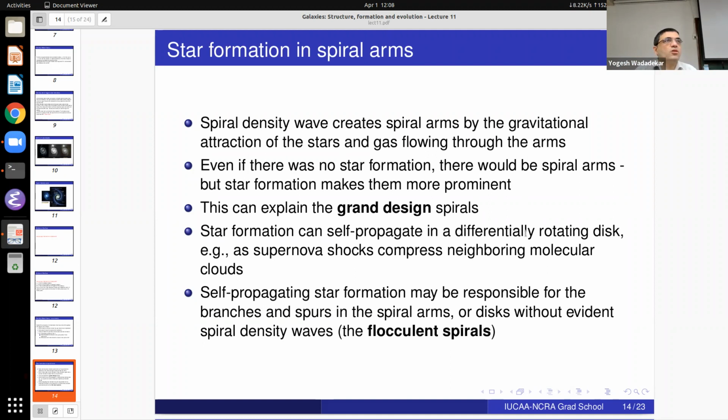That does not mean that all stars in the universe form in spiral arms. Okay. Even when there is no star formation, there would be spiral arms. So this is what I meant. This density structure seems to be ubiquitous. It leads to star formation and the creation of prominent spiral arms only when there's sufficient gas.